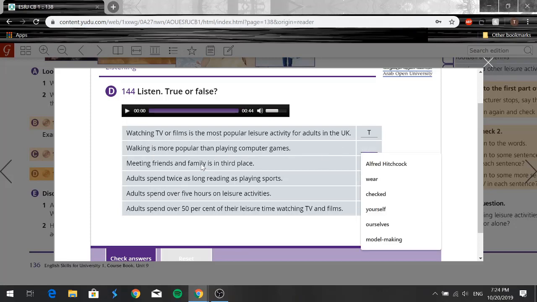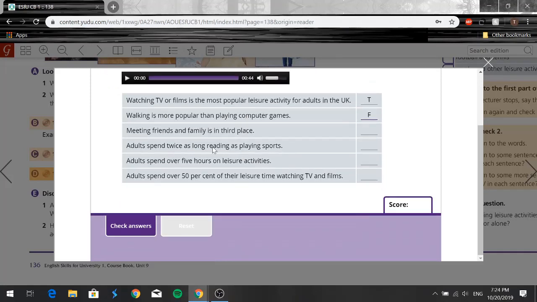Well, for that we'll say F as in false, because walking is actually in 9th place while playing computer games is in 8th. So we'll say that walking is not more popular than playing computer games. Okay? Meeting friends and family is in 3rd place. And again, this is false. Oh, this is false. It's actually in 2nd place. Okay? And we have adults spend twice as long reading as playing sports.